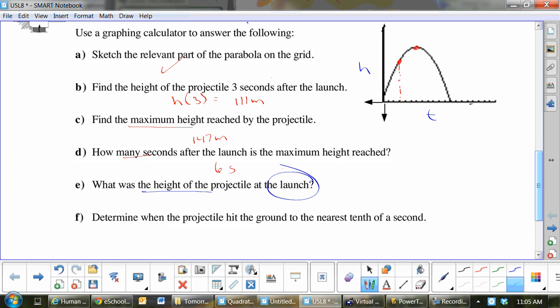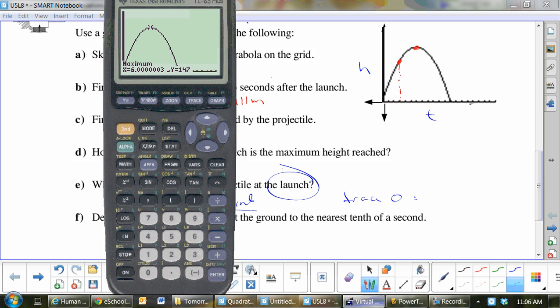Now, what's the height of the projectile at launch? Now, what if I just said to you, the height of the projectile at launch is the y-intercept. Okay, are you making the connection between mathy formula stuff and picture? Okay, so the height of the projectile launch would be the y-int. How do you find the y-intercept? Trace 0. So what was it? So I hit trace 0. So whatever it was, 3 meters above the ground at launch.